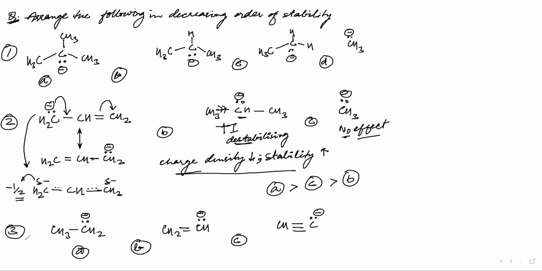Now you can try the last one, and while trying the last one, there is some relationship between percentage S character and electronegativity. Percentage S and electronegativity, if you remember from the last lecture. I discussed this in the last lecture. Please see your notes and you will see something, and you can answer question 3.